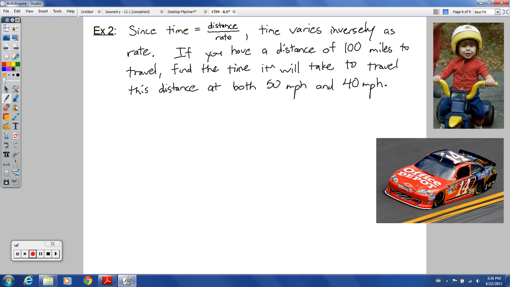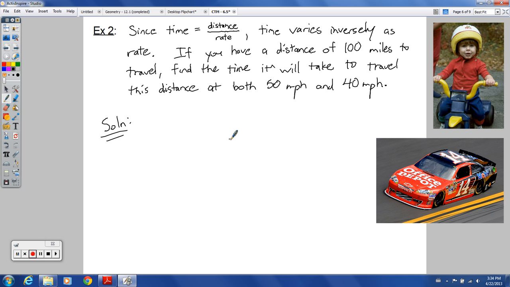So we'll pretend this car is going 50 and you are flying on your tricycle at 40 miles per hour. Oh boy, I think that would be a lot scarier than going in a car 50 miles an hour. Oh my gosh, that would be crazy.